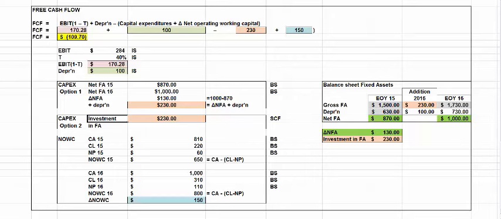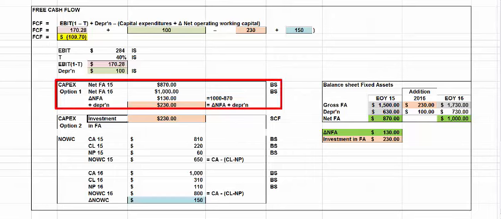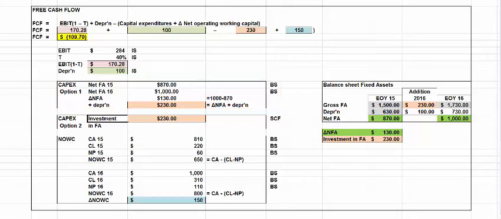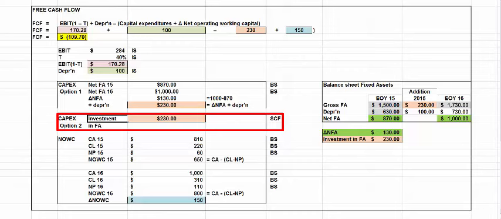To find capital expenditures, we have two options. From the balance sheet, net plant and equipment for 2015, $870, net plant and equipment for 2016, $1,000, depreciation for 2016, $100. So capital expenditures is net fixed assets for 2016 minus net fixed assets for 2015 plus depreciation, $230 million. Alternately, we can find the same number from the statement of cash flows. It'll be shown as the investment in plant and equipment, and it'll be negative because it's an outflow, $230 million.